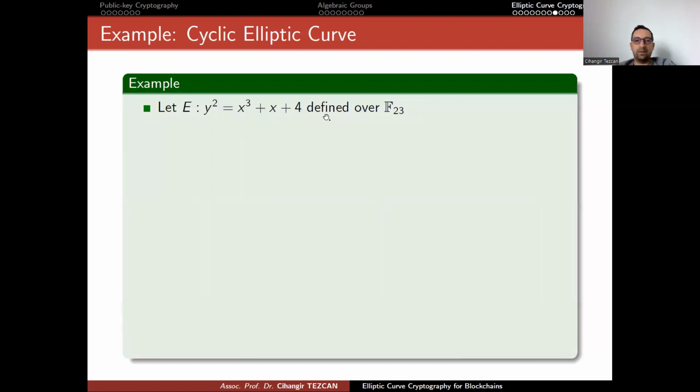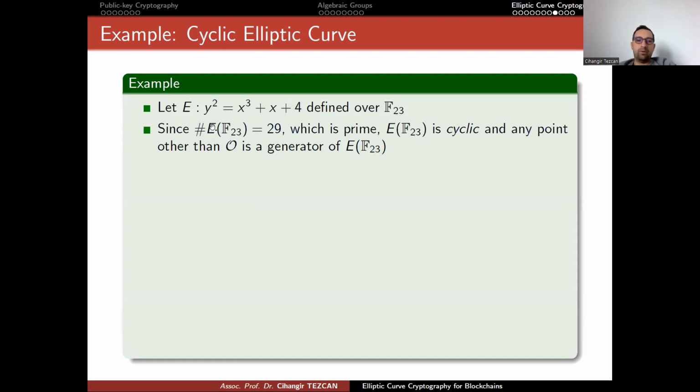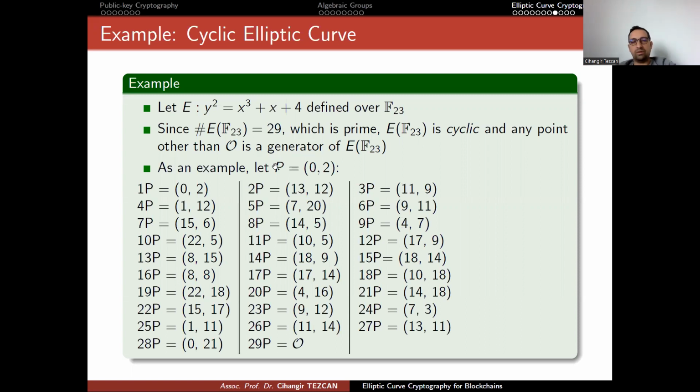So I choose the same elliptic curve that we used before, over F23. Since the number of elements on this elliptic curve is 29, which is prime, this means that this elliptic curve is cyclic, and any point other than the point at infinity is actually a generator. This is coming from a few theorems. You cannot see this by just looking at it, but this is what I claim, so just take it for granted. So let's choose a point then, (0, 2). So let this be my point P.